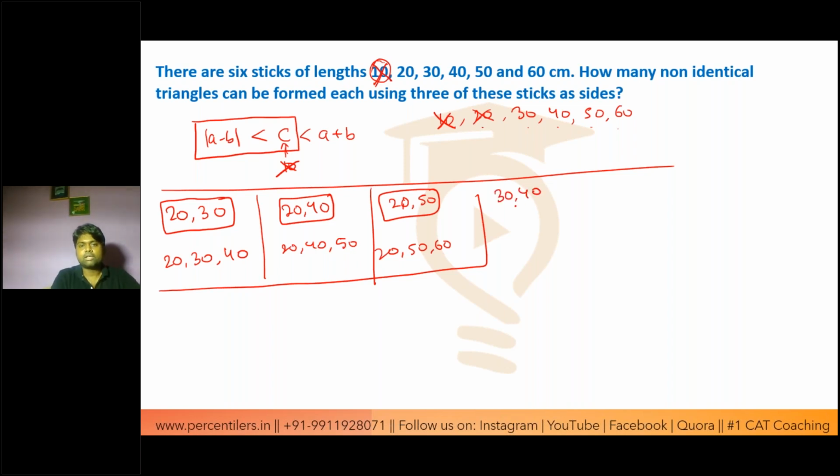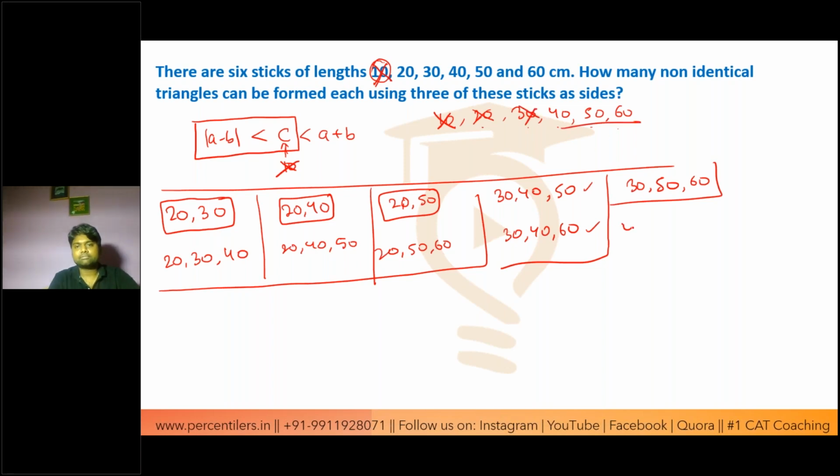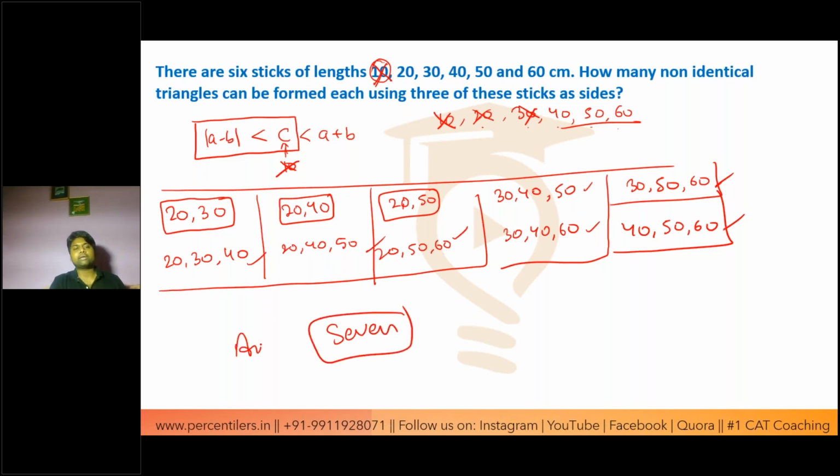Now 30, 40. So 30, 40 is 70. So the third side has to be smaller than 70. So it should be 50, or it could be 60 also. These two. Okay, now 30, 50. I have only one possibility. So 30 is also done. Now only 3 left. These 3 also make a triangle: 40, 50, 60. कितने हो गए भाई? 1, 2, 3, 4, 5, 6, 7, 7. And by this method, I am sure that I have not missed out on any triangle.